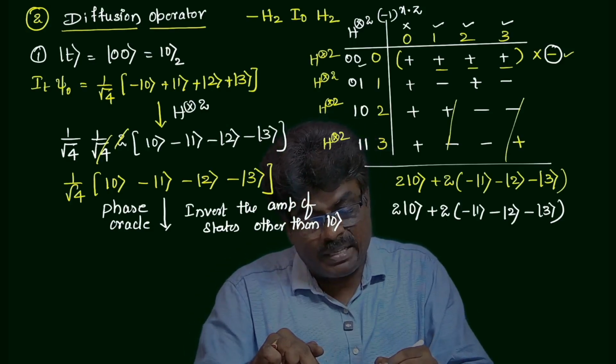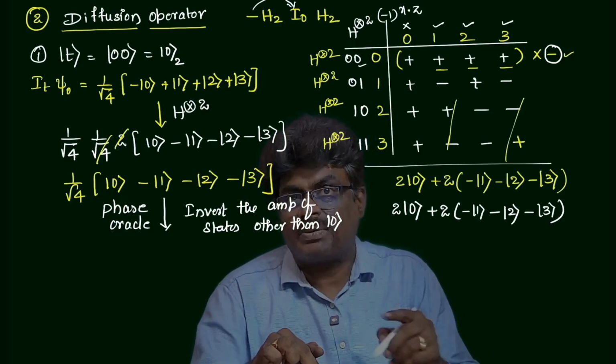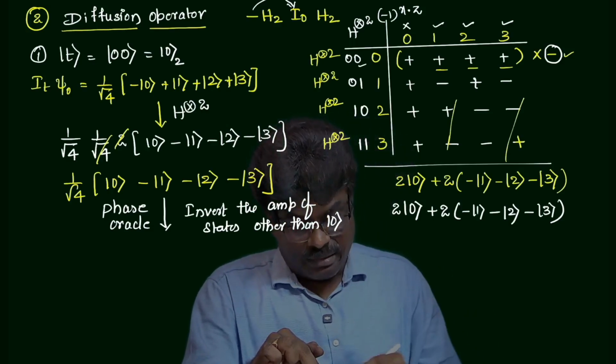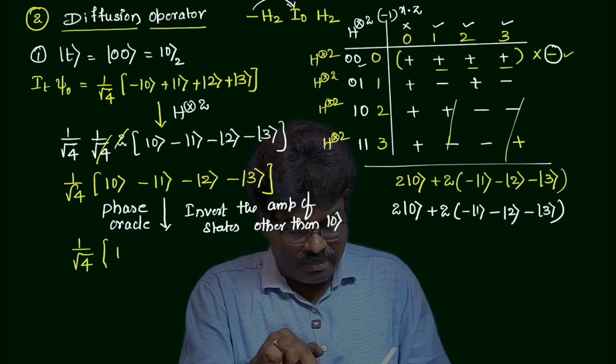Okay, so that's why this minus came. Here we are inverting the amplitude of the 0 state with an extra minus. That's why it will invert the amplitudes of the states other than 0. Okay, then 1 over root 4. Now carefully observe, this is a beautiful step.